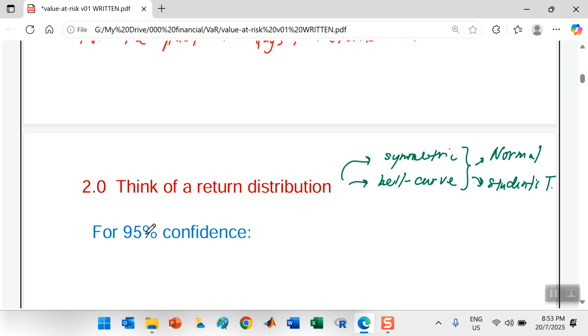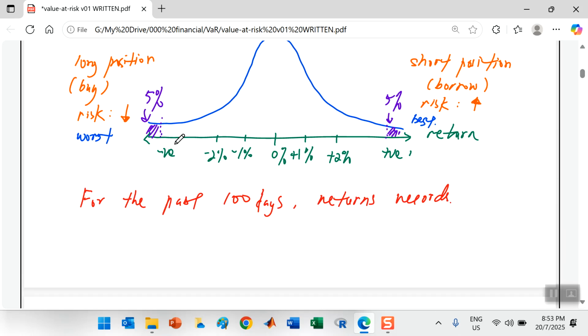Okay, so if you're talking about a 95% confidence, basically, if you want to measure the worst loss, let's say you have a long position of a particular asset. This can be the stock market, it can be options or futures or any other derivatives investment or instrument. So the long position means you own the asset. Of course, you hope that the asset will appreciate. Therefore, by selling it, you're going to have the profits from the price difference. So we are talking about this area only.